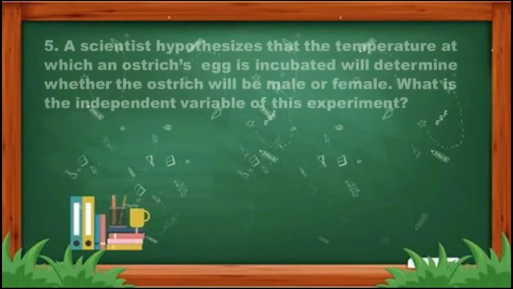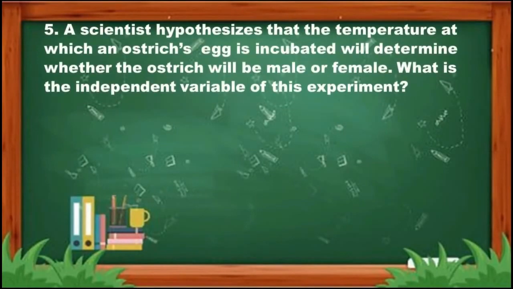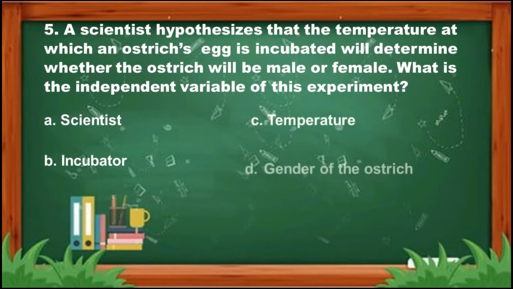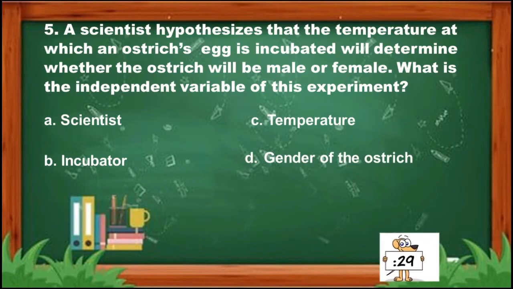Number 5. A scientist hypothesizes that the temperature at which an ostrich egg is incubated will determine whether the ostrich will be male or female. What is the independent variable of this experiment? A. Scientist. B. Incubator. C. Temperature. Or D. Gender of the ostrich.